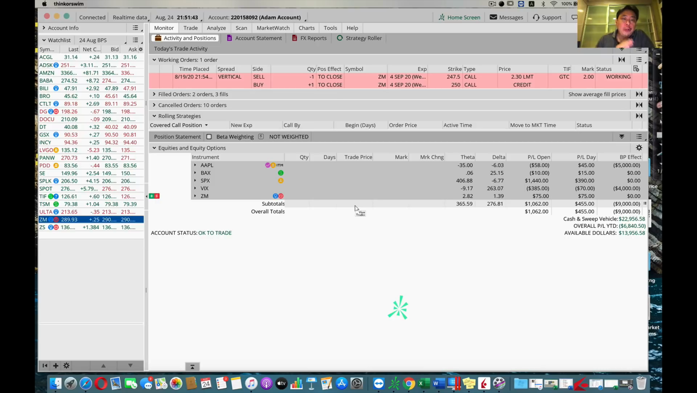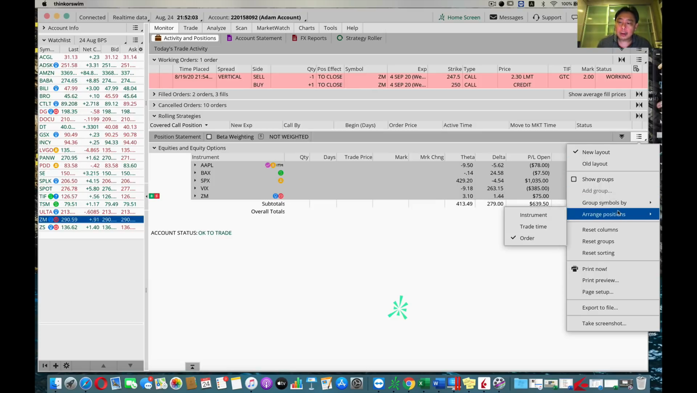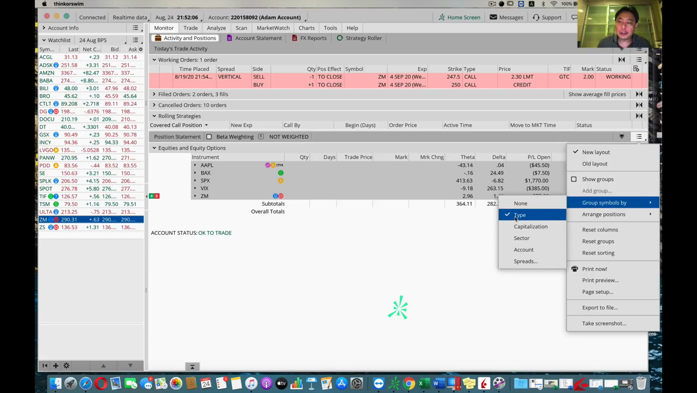Okay, a couple of things that could be useful for you that I can share with this now. So again, over here you have got your portfolio statement, right? And one of the things that you can do is over here, if you click on this widget, all right, you can group the symbols, okay, by type, right? So normally that's what I do. I group symbols by type. So by doing that, right, all the SPX trades are grouped together. Okay, all the Apple trades are grouped together, for example, right? So make sure it's group symbols by type.